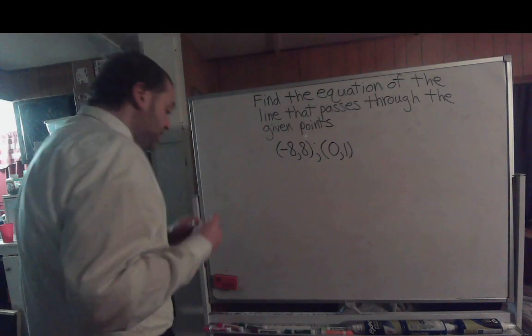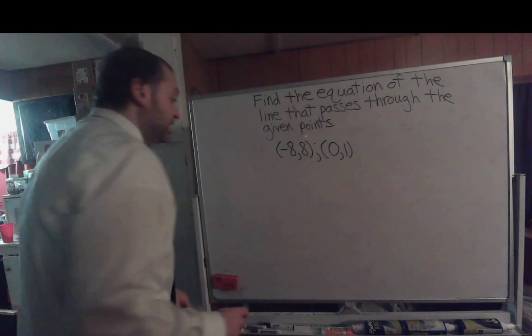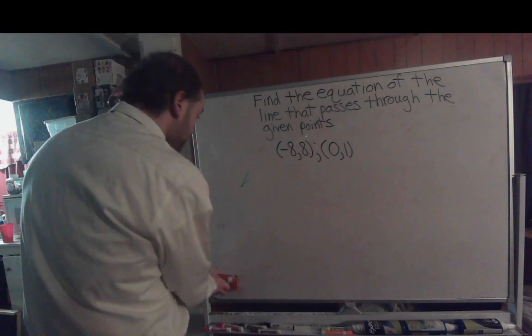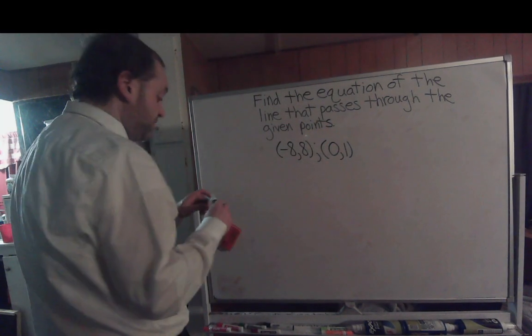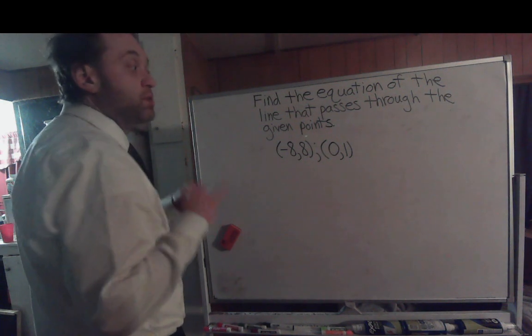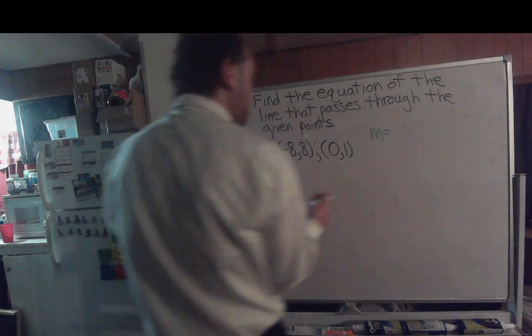All right, so we're being asked to find the equation of the line that passes through the points negative 8, 8 and 0, 1. So again, find your slope. So the slope would equal your second y coordinate.